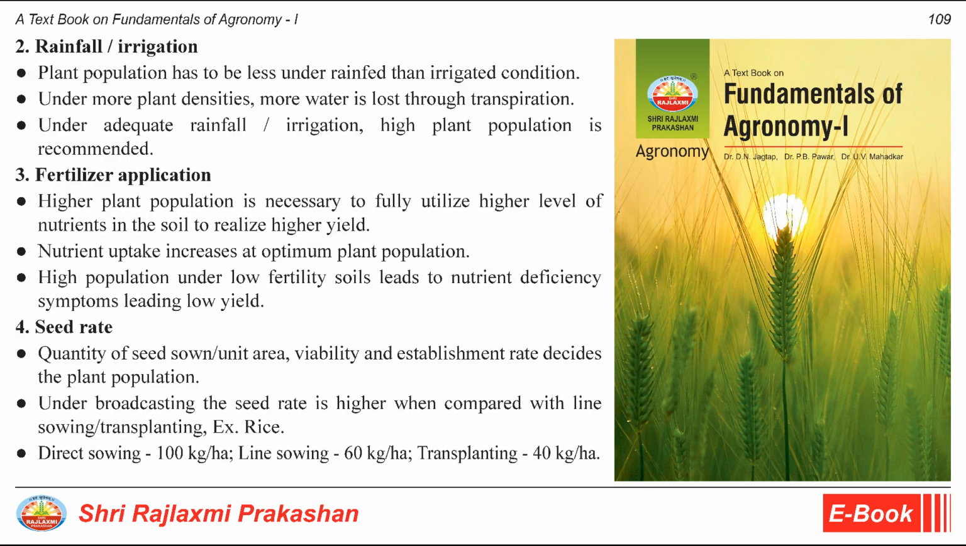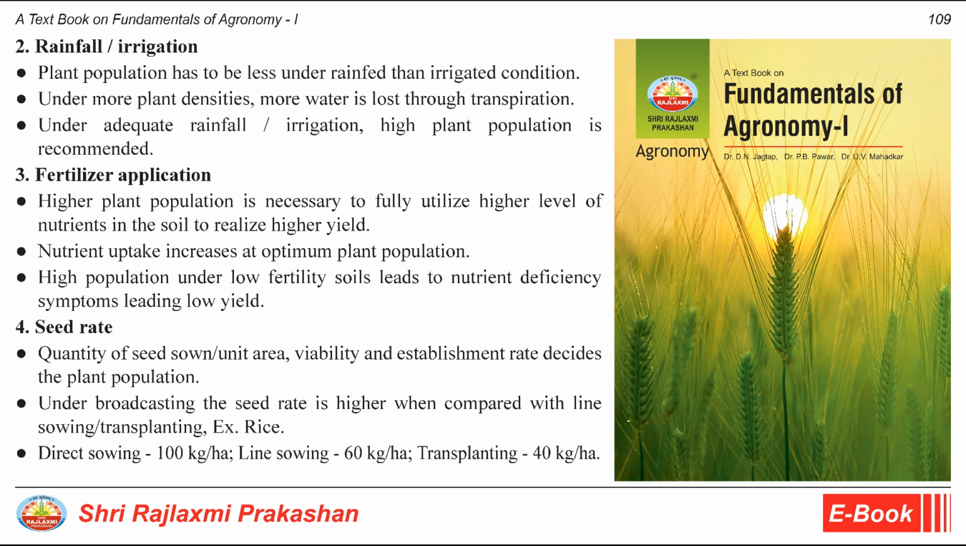Number 2. Rainfall and irrigation. Plant population has to be less under rain-fed than irrigated conditions. Under higher plant densities, more water is lost through transpiration. Under adequate rainfall or irrigation, high plant population is recommended. Number 3. Fertilizer application. Higher plant population is necessary to fully utilize higher levels of nutrients in the soil to realize higher yield. Nutrient uptake increases at optimum plant population. High population under low fertility soils leads to nutrient deficiency symptoms leading to low yield.